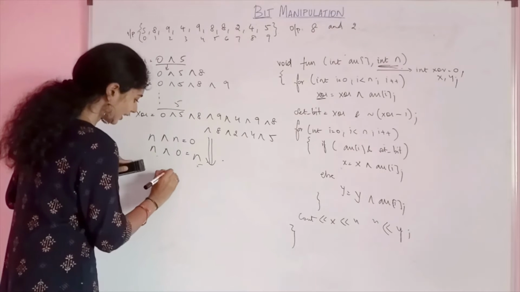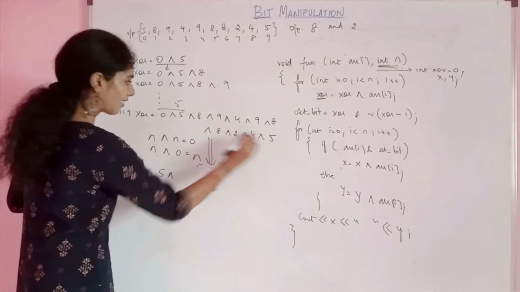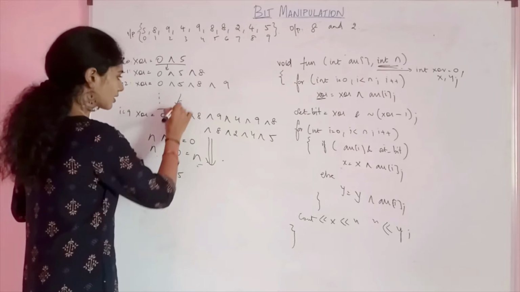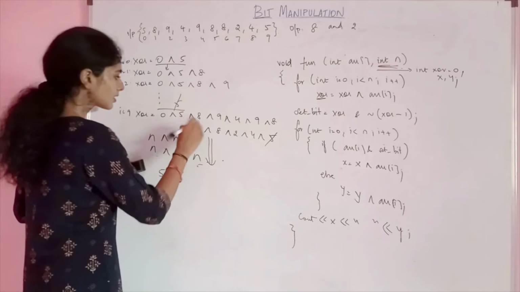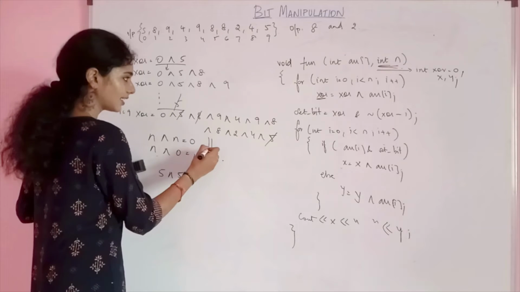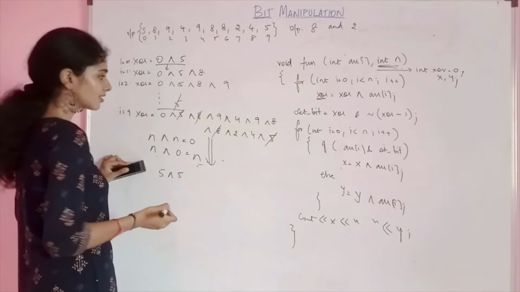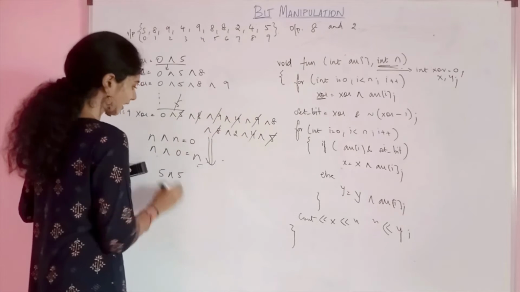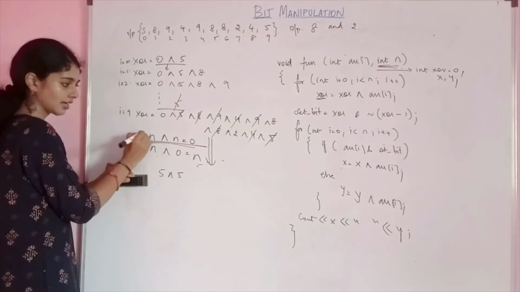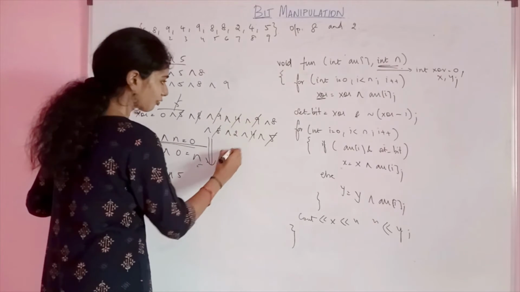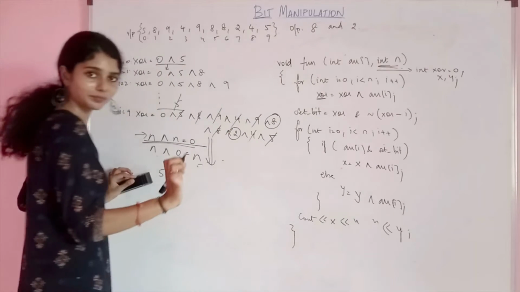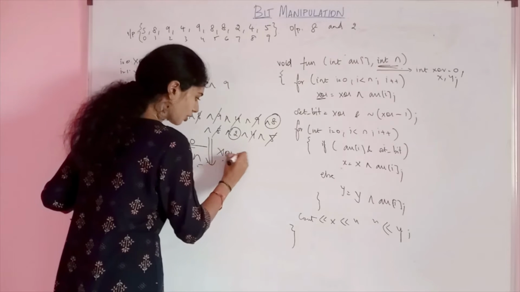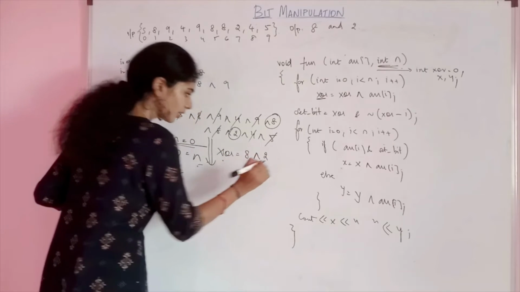Fine. So 5 XOR, you have another 5 here. Alright, so this 5 and this 5 can get cancelled. Similarly, this 8 and this 8 can get cancelled. This 9 and this 9 can get cancelled. 4 and 4 can get cancelled using this property. So what am I left with? I am left with 8 and 2. Okay, so the XOR is going to basically hold 8 XOR 2.